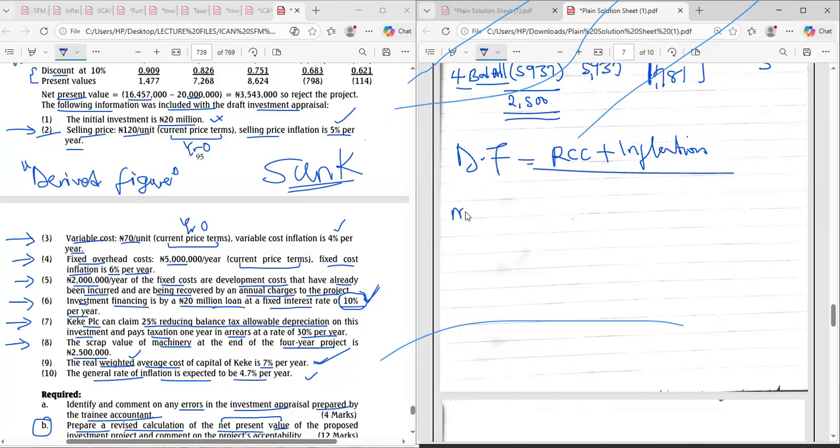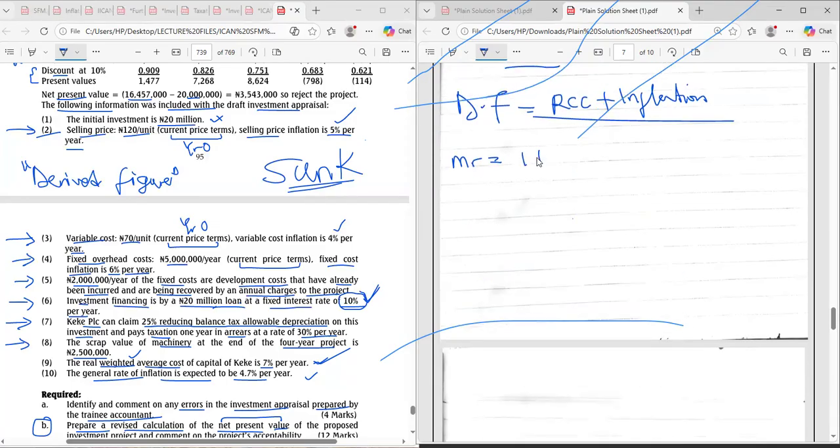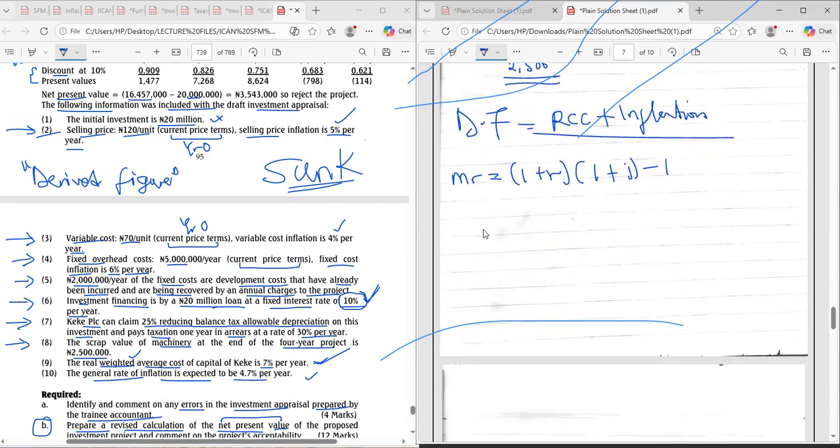What we are looking for now is our money rate. So that will be 1 plus R, times 1 plus inflation, minus 1. I gave you this formula. Good. Because we're looking for our money rate.